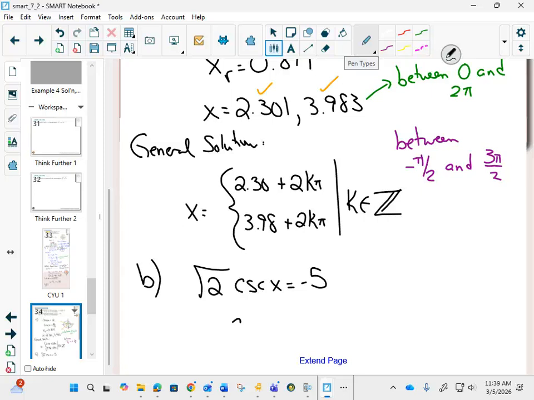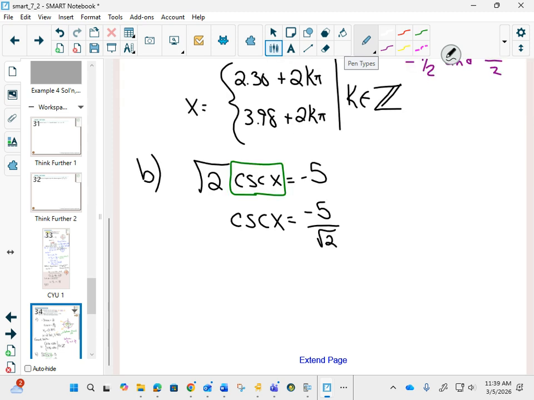Well, just like the other ones, step 1, you will get the function by itself. Here's my trig function. I'm going to get that by itself by dividing both sides by the square root of 2. Then cosecant is related to which one? Sine or cosine? Sine. So if I know that cosecant of x is this, I know that sine of x, the angle stays the same, but the ratio will flip because they're reciprocal functions of each other.